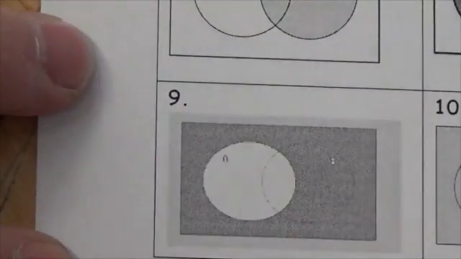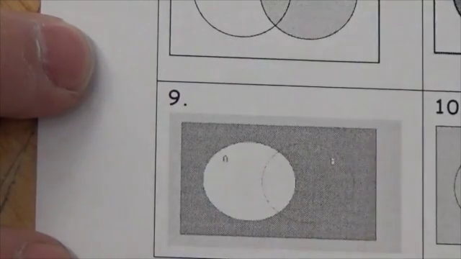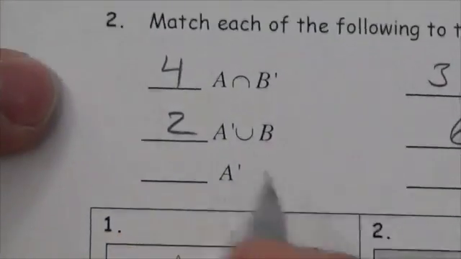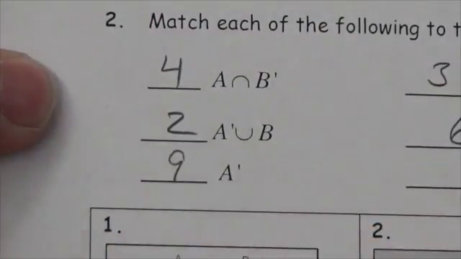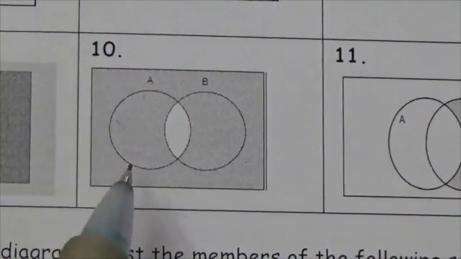Look at what 9 is. 9 is basically everything outside of A, which to me the easiest way to write is not A. Oh, there we go, right there, not A. Oh, look at that. 10.